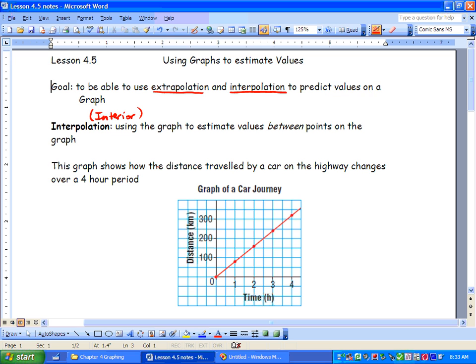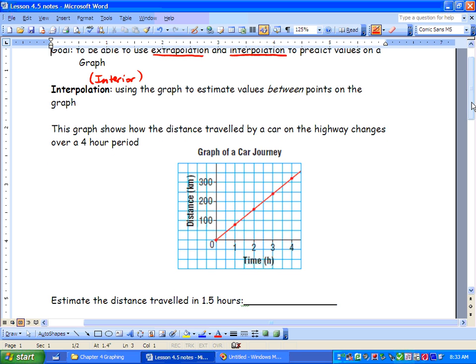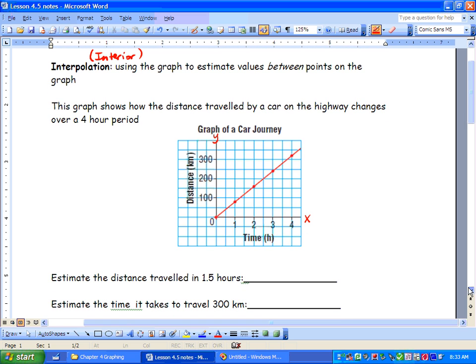And so now, let's take a look at this graph. This graph shows how the distance traveled by a car on the highway changes over a period of time. All right? So on our x-axis we have time, and our y-axis we have distance. Our time is the independent variable, and distance depends on the time. All right? So when we do interpolation, we're going to look inside the graph, and we're going to use the graph to answer certain questions.